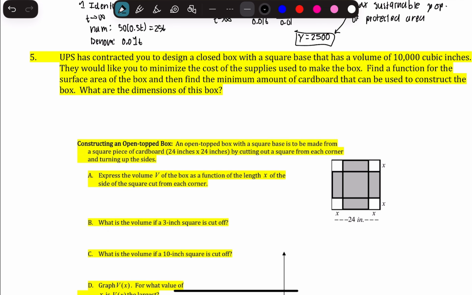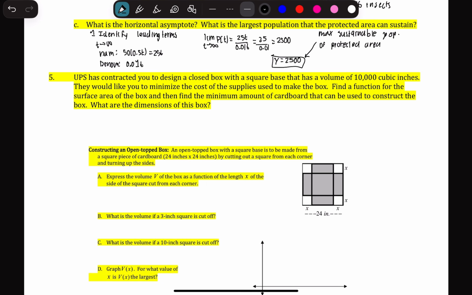UPS has contracted you to design a closed box with a square base that has a volume of 10,000 cubic inches. They would like for you to minimize the cost of the supplies to make the box. Find the function for the surface area of the box and find the minimum amount of cardboard that can be used to construct the box. What are the dimensions of the box?